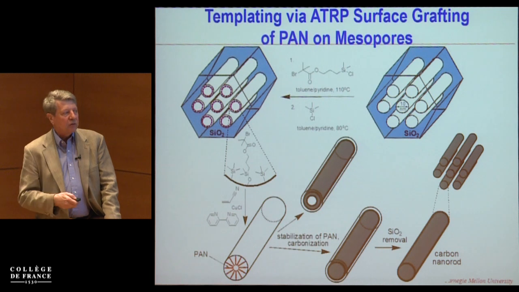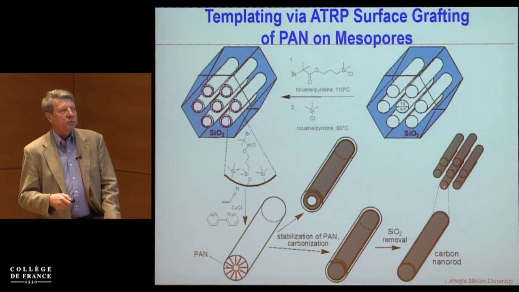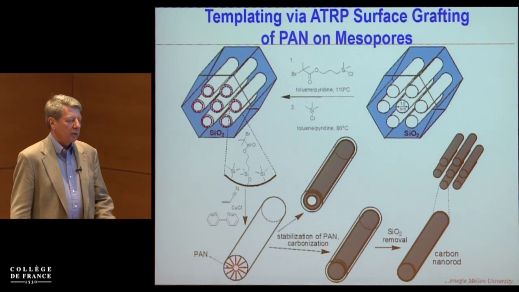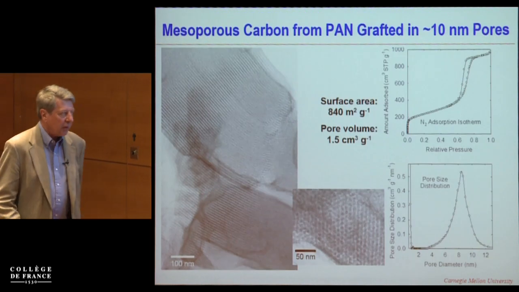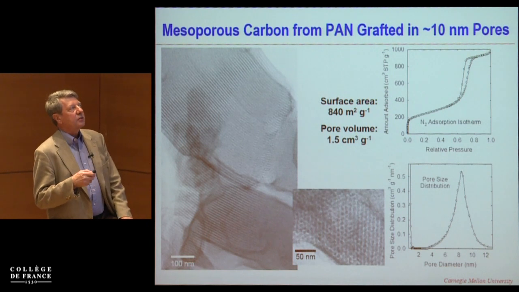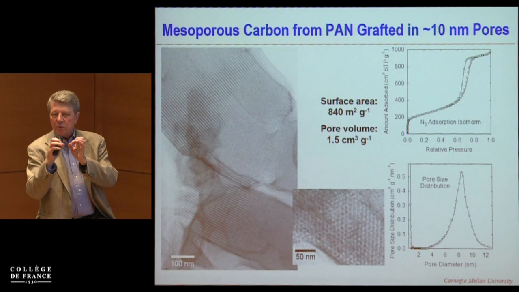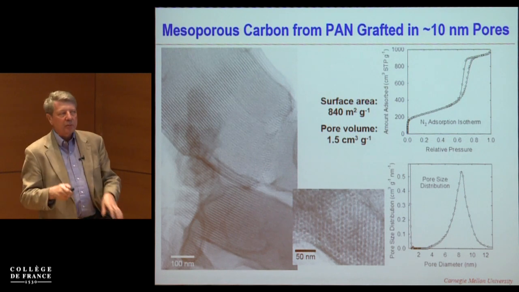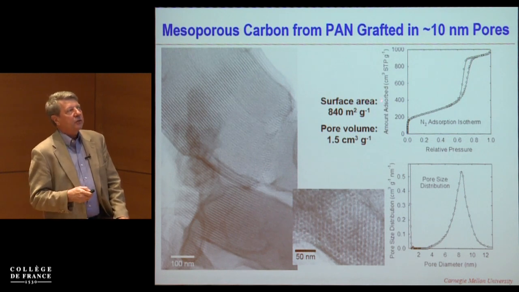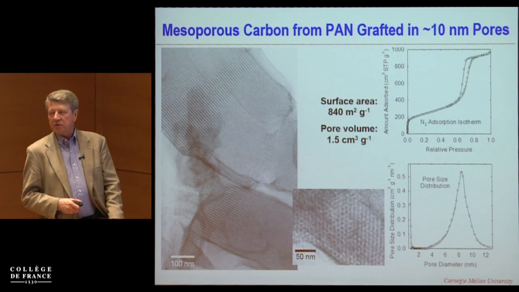Apparently you can do that, and you can grow polyacrylonitrile, then carbonize or graphitize it, remove the silica, and observe essentially these carbon nanorods. So here is a result. You could see that indeed you can have this very nicely ordered structure because you have some holes in these mesoporous structures and they somehow keep them together. Surface area is in a range of 800 square meters per gram, with very large pore volume and very uniform pore size distribution.